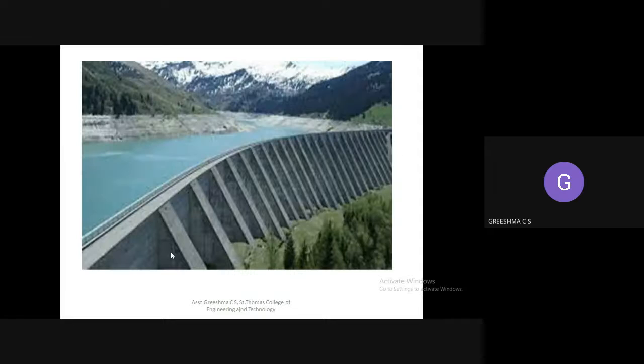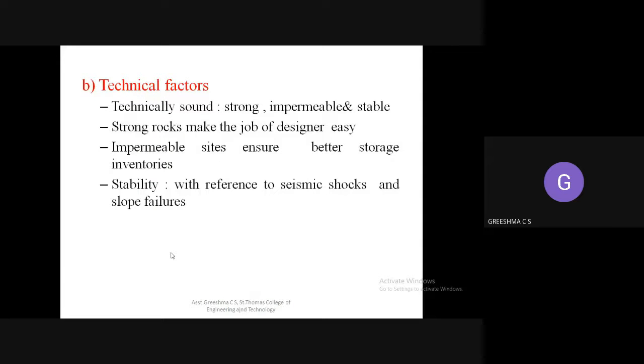So if you're selecting a site, select it in such a way that the nearby area is not affected by the dam. The cultivation should not be affected and should have proper water all the time, even while the dam is being constructed. So those are the topographical features that you have to consider.